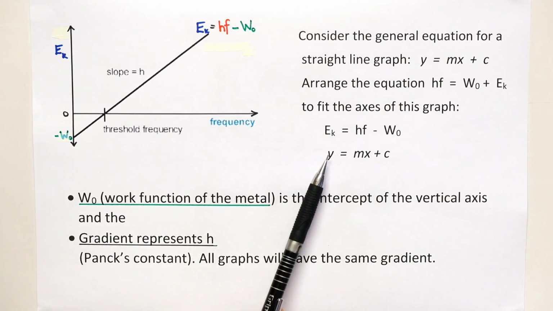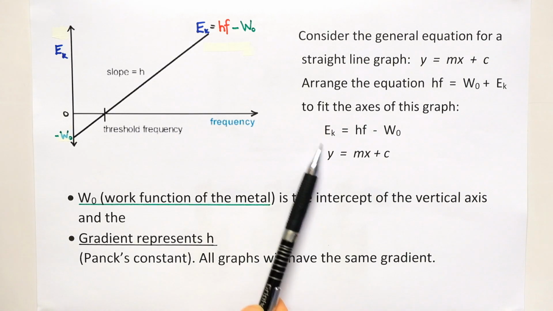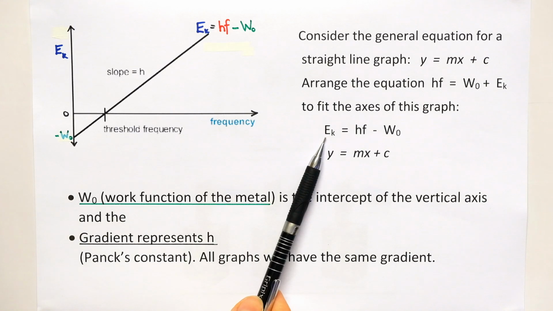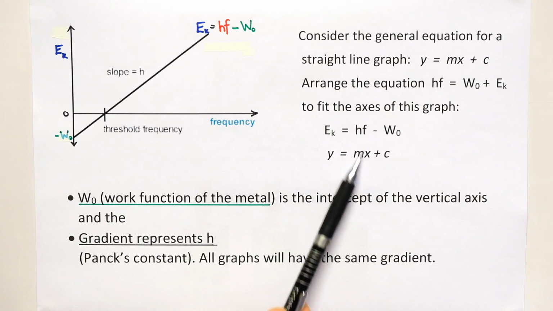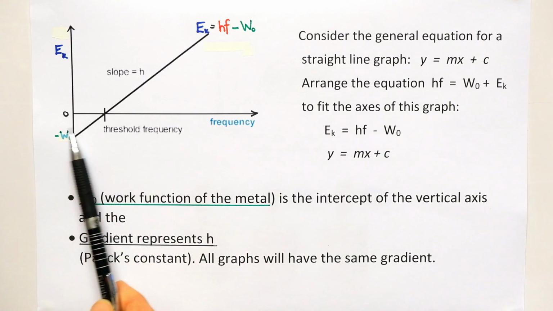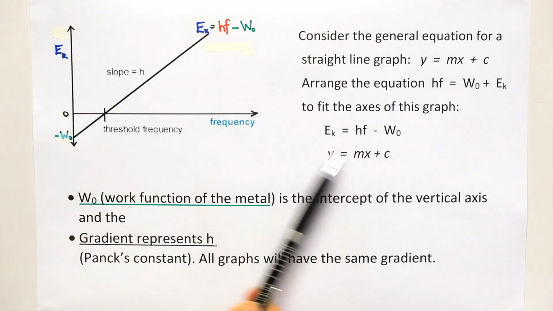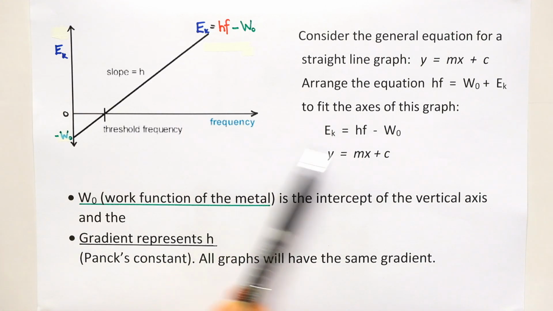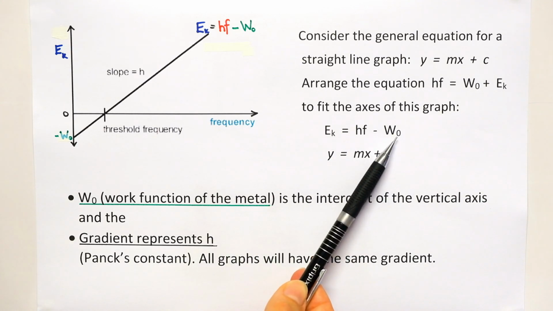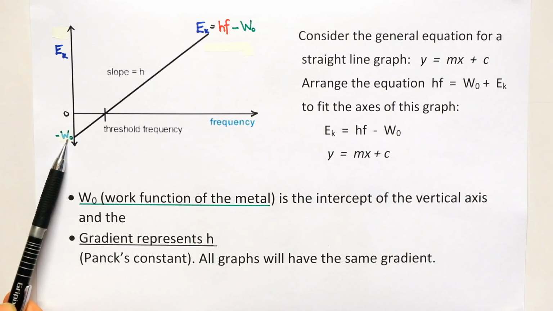It is the same form as the general equation for a straight line graph. Y equals mx plus c. Y is our EK, our vertical axis. H is m, which is the gradient. So you can see the gradient of this graph is Planck's constant. The slope represents h, Planck's constant. X, in this case, is our frequency, and c is our work function. So the y-intercept of this graph is the work function.